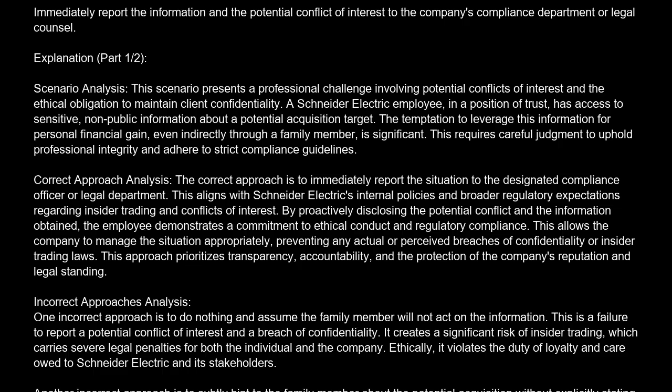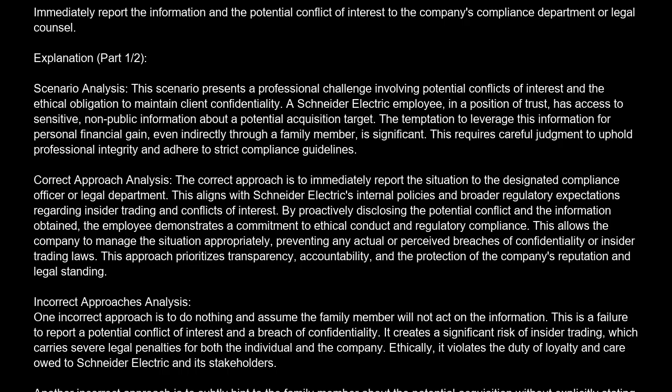A Schneider Electric employee in a position of trust has access to sensitive, non-public information about a potential acquisition target. The temptation to leverage this information for personal financial gain, even indirectly through a family member, is significant. This requires careful judgment to uphold professional integrity and adhere to strict compliance guidelines. Correct approach analysis. The correct approach is to immediately report the situation to the designated compliance officer or legal department.